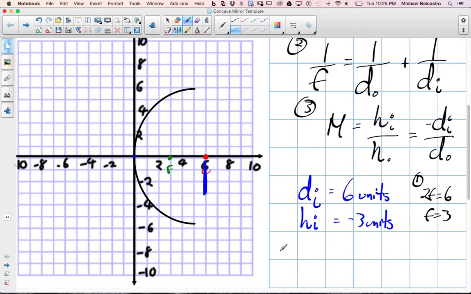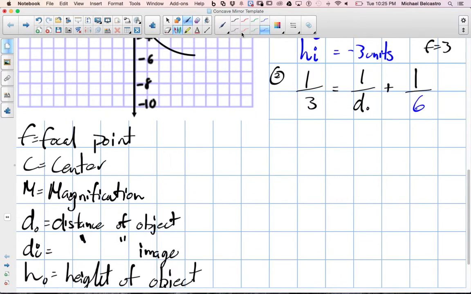So our second formula here is 1 over the focal length, which is 3, is equal to 1 over the distance of the object. That's our unknown. We're pretending that we don't know where the original object is. We can only see the reflected image. Okay, plus 1 over the distance of the image, which is 6. Okay, so now we just have to isolate for the distance of our object. So we're going to bring 1 over 6 to the other side.